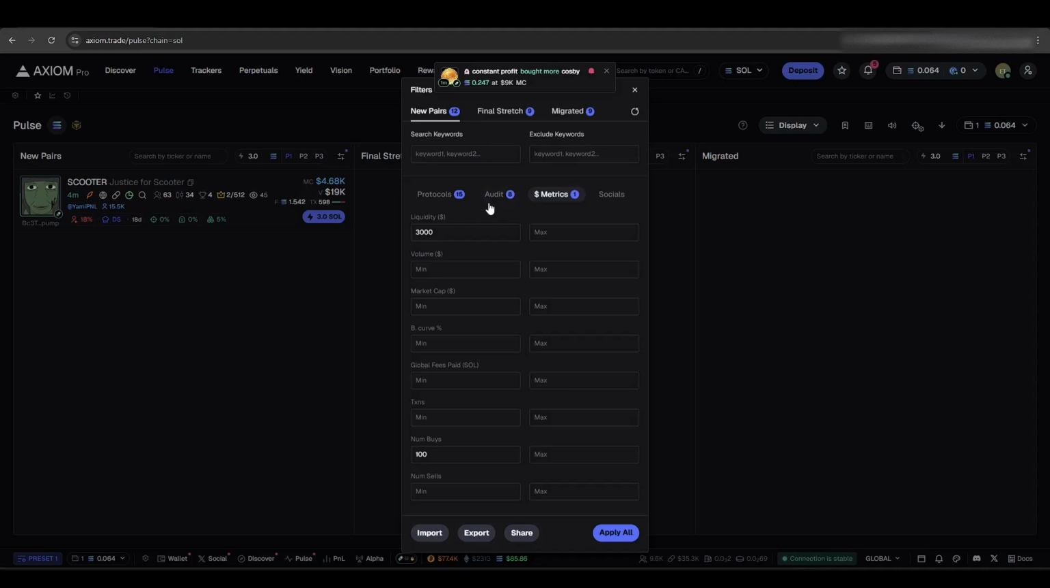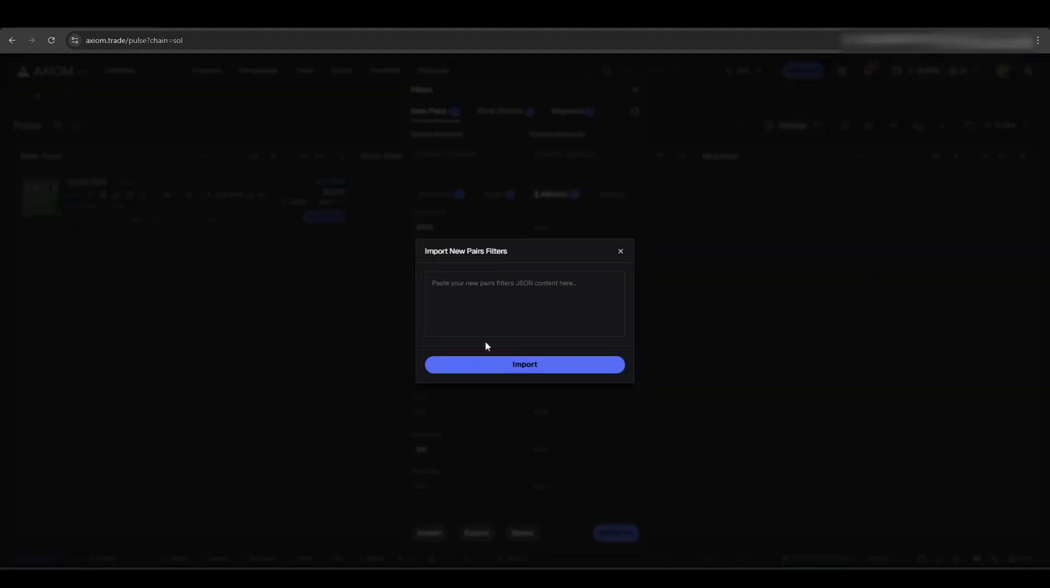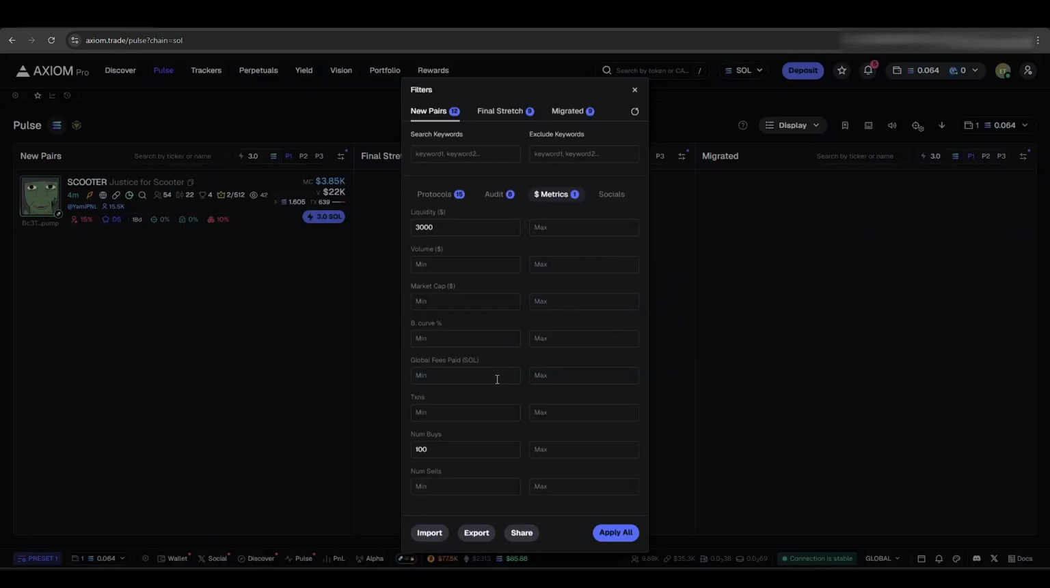Very important are those filters. So I will show you my filters. But I will also have a link in the description where you can just download them. I can export them here, and if you want to have my filters, you just go to import, and then you have the same filters I have right here.